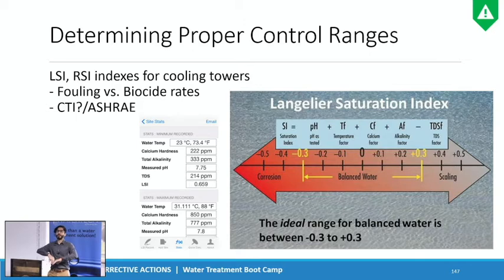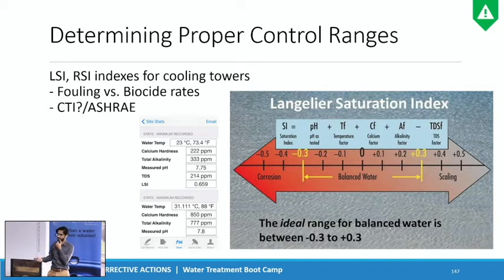So even if you don't remember anything I say today, you can say, okay, I have the numbers, what do I do? Go online, plug in my numbers, and find out if my water's balanced or not. Then you definitely know there's a problem or you need to make some adjustments. These parameters are also widely accepted by CTI and ASHRAE. So they are industry standard. Most of the people look at them, and that's what they use.